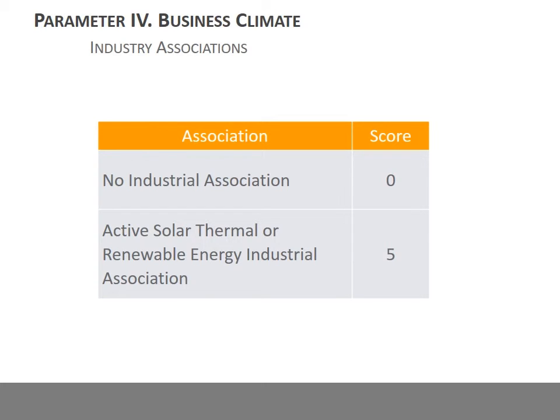Countries without an industry association receive a 0. Countries with an active industry association that specifically supports solar water heating receive a 5. For the purposes of this analysis, an active industry association is defined as one that represents a significant share of the solar thermal industry and is pursuing industry-defined objectives such as policy lobbying, capacity building, and/or training.